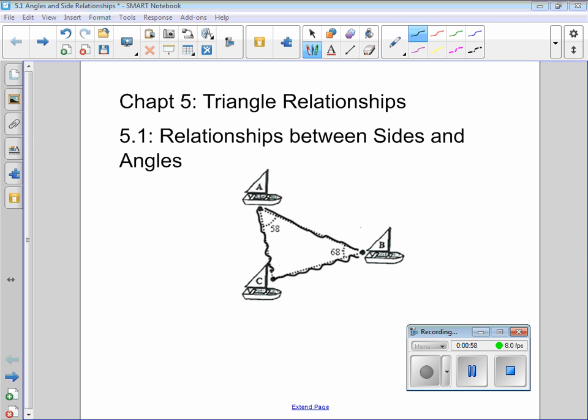There's a couple of things that we're going to learn in the next section, 5.2, special names of special segments that are in triangles that you never knew probably existed, but they have some really neat properties as well. So let's go ahead and get moving on 5.1.